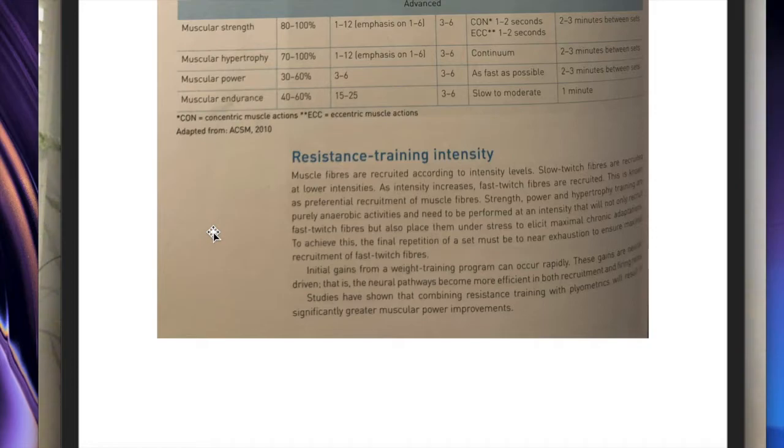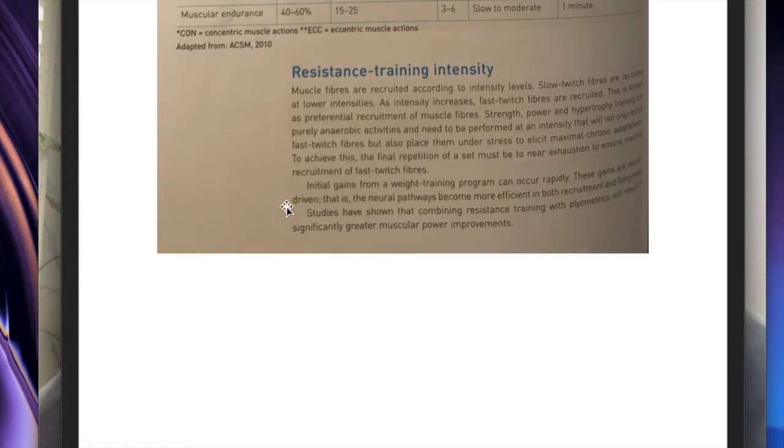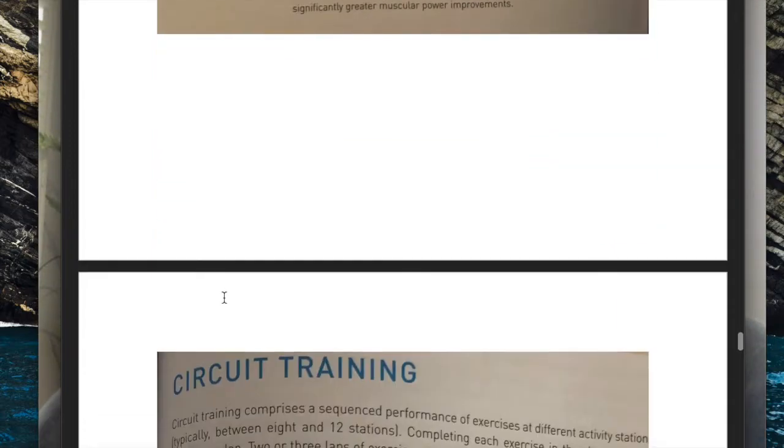All resistance training is deemed anaerobic, okay, and so it's not an aerobic based activity whatsoever. So most of the time those fast twitch fibers will be placed under stress, under the maximal, if you want maximal adaptations. Initial gains from a weight training program will be quick and sudden, usually due to the neuro pathways becoming more efficient, and therefore the law of diminishing returns that we spoke about in a previous video comes into play pretty evidently.